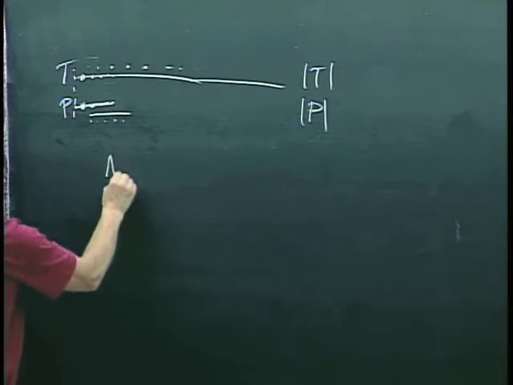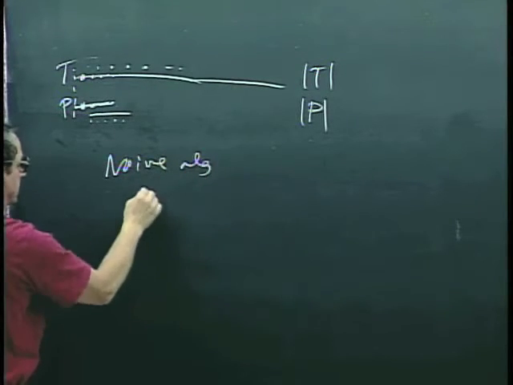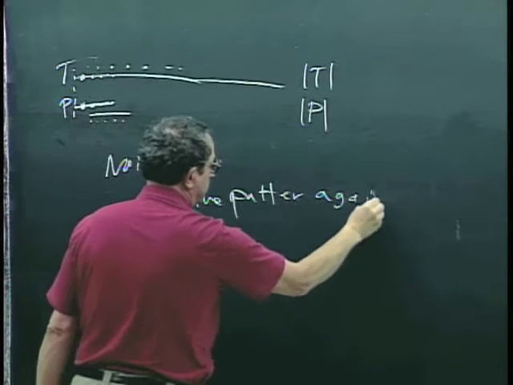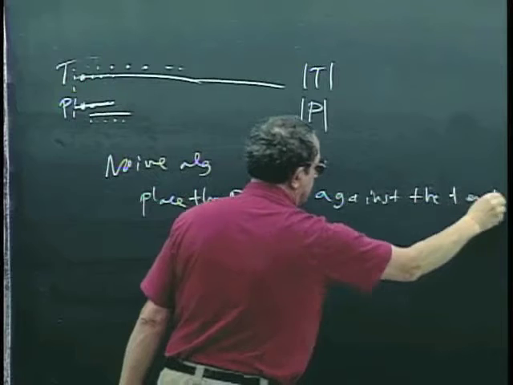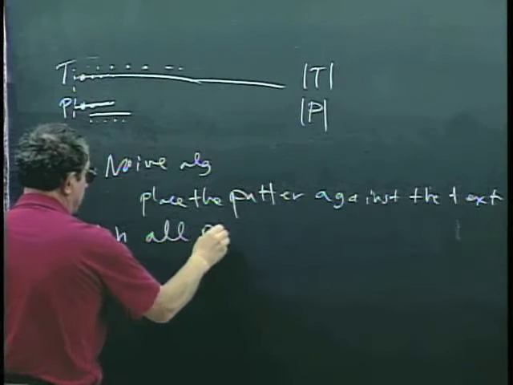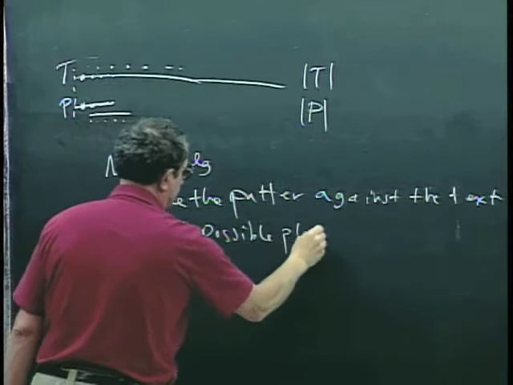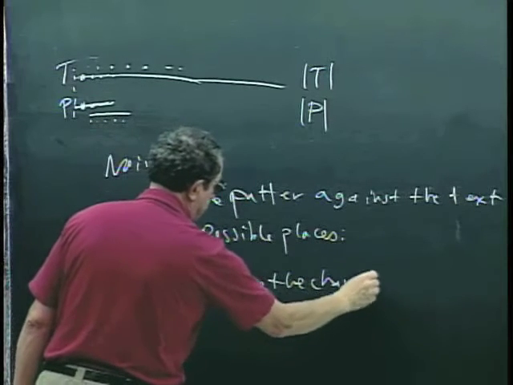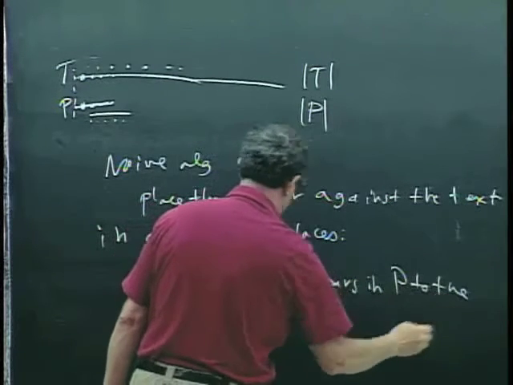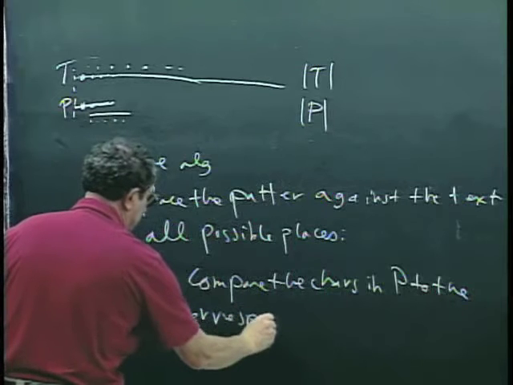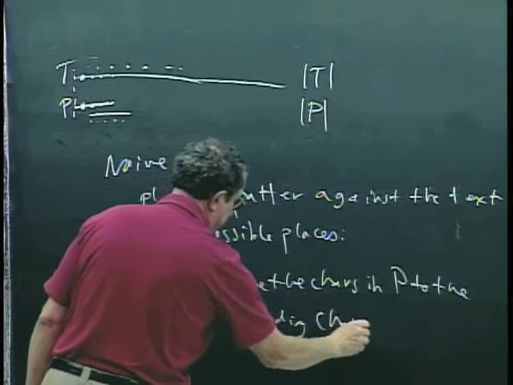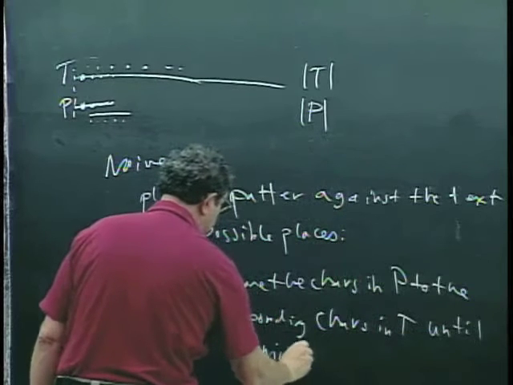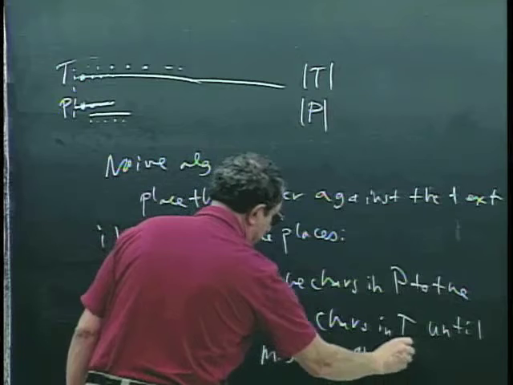Okay, so this is the most naive algorithm: place the pattern against the text in all possible places, and then for each one compare the characters in P to the corresponding characters in T until either a mismatch or all characters match.